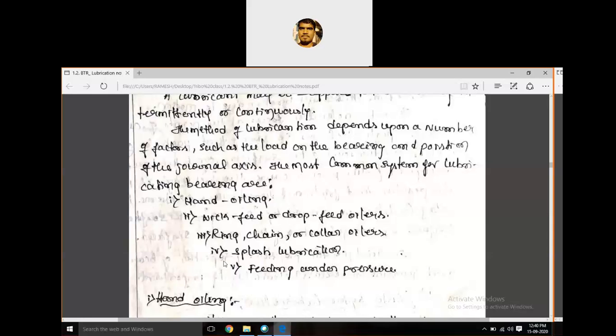In the collar oiler, the collar is rigidly connected to the journal and operates on a similar principle. The disadvantage of this collar is that it divides the bearing into two parts, making the bearing equivalent to two short bearings. Means the main drawback of this type of lubrication is that it will divide the bearing into two short bearings.